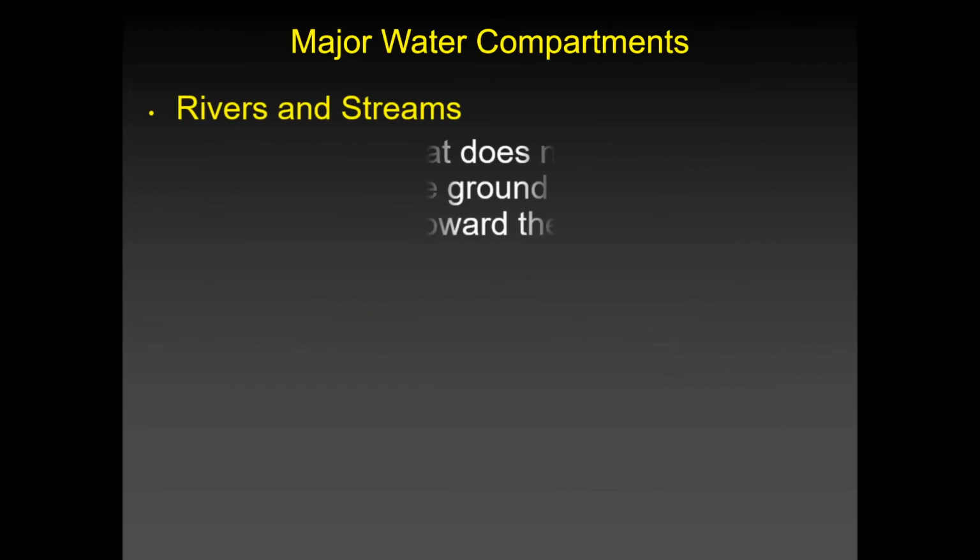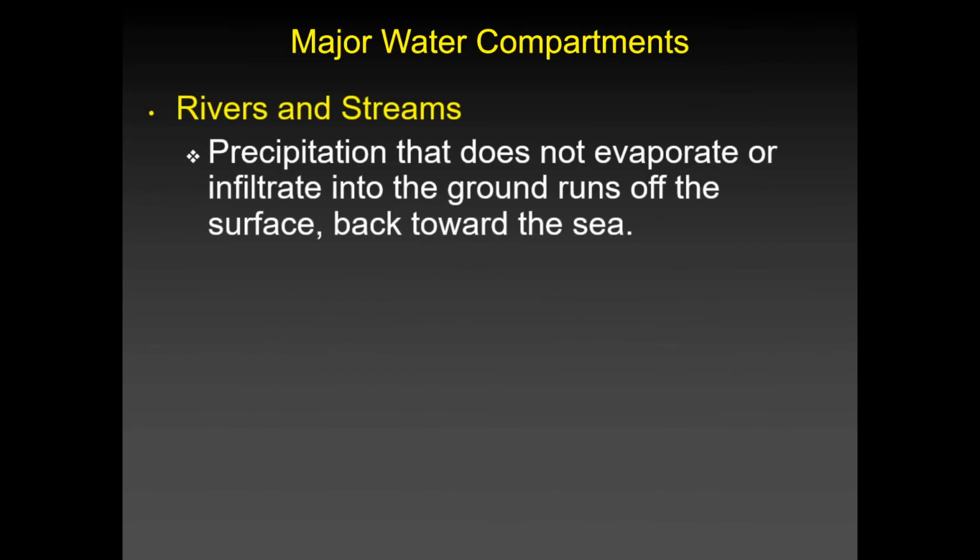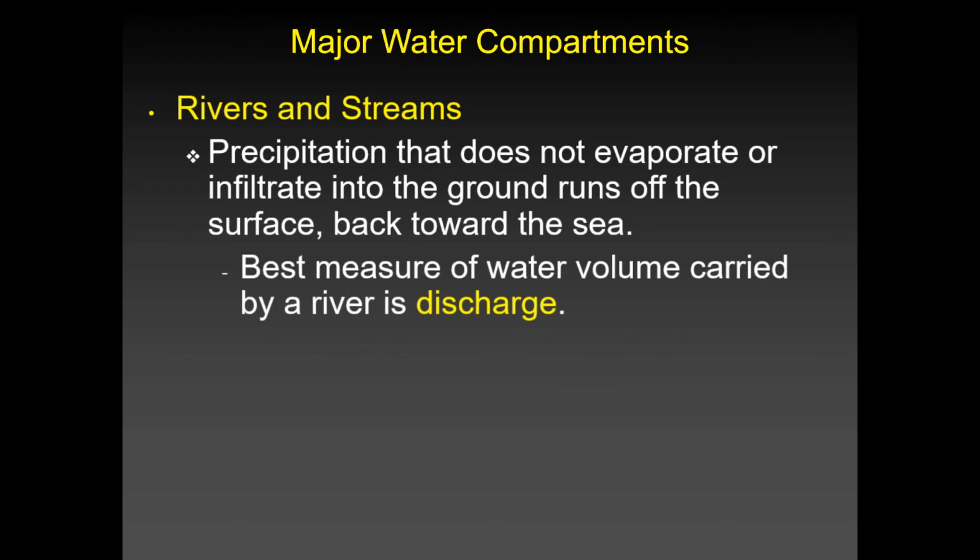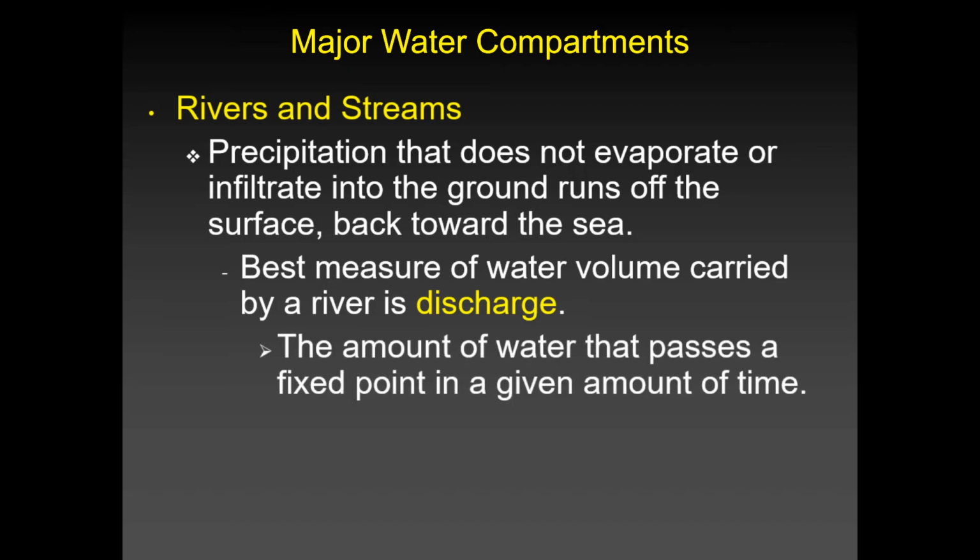Major water compartments: rivers and streams. Precipitation that does not evaporate or infiltrate into the ground runs off the surface back toward the sea. The best measure of water volume carried by a river is called the discharge: the amount of water that passes a fixed point in a given amount of time. This is something that is measured.